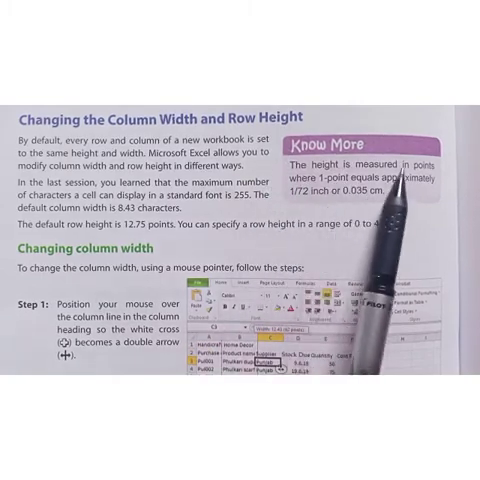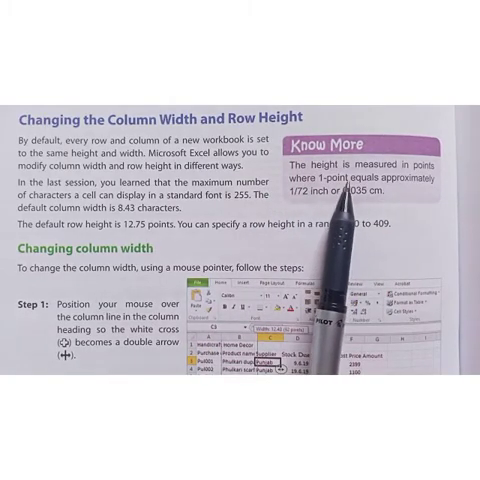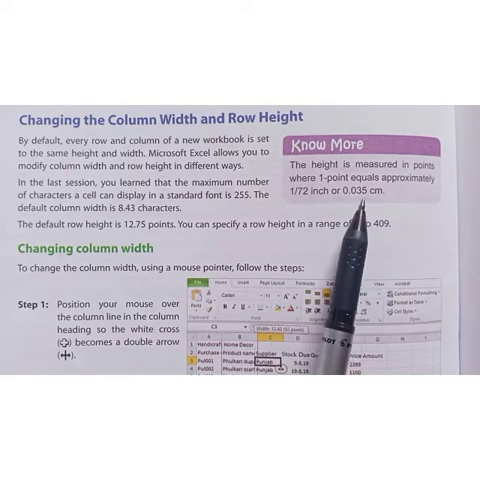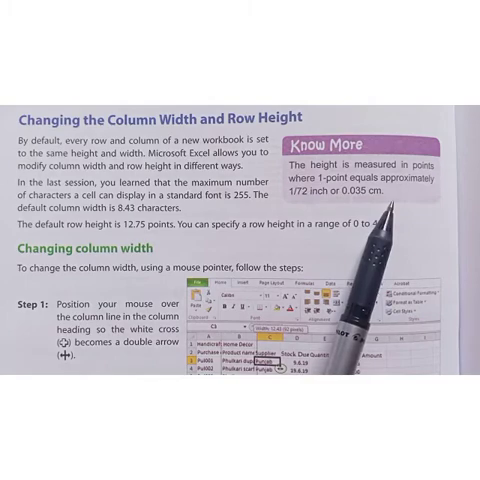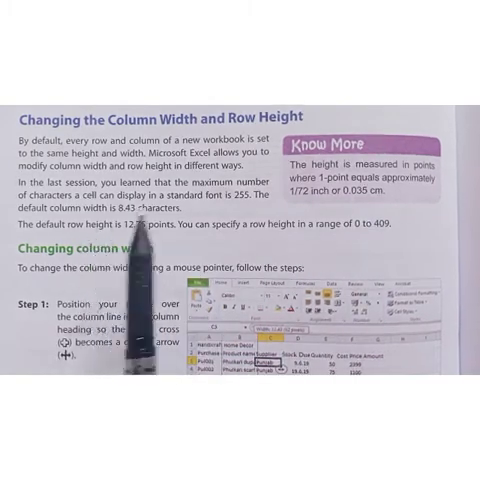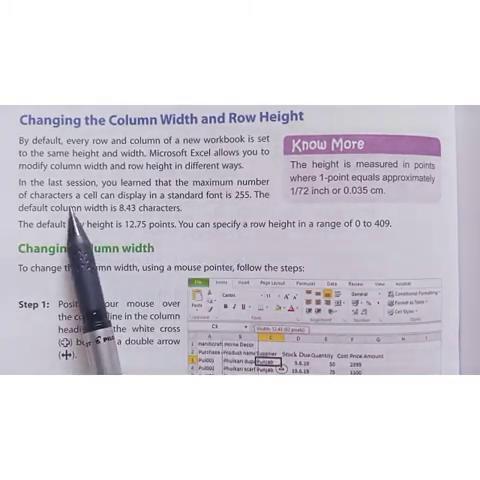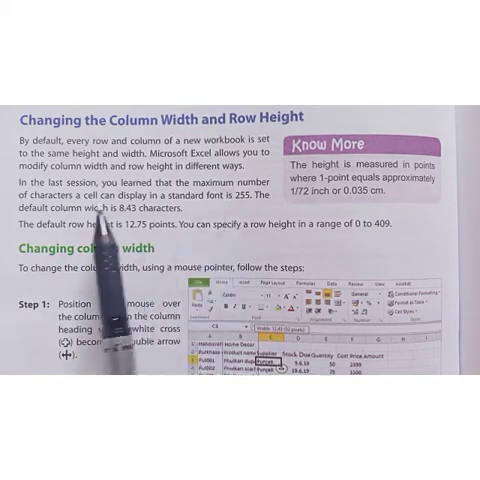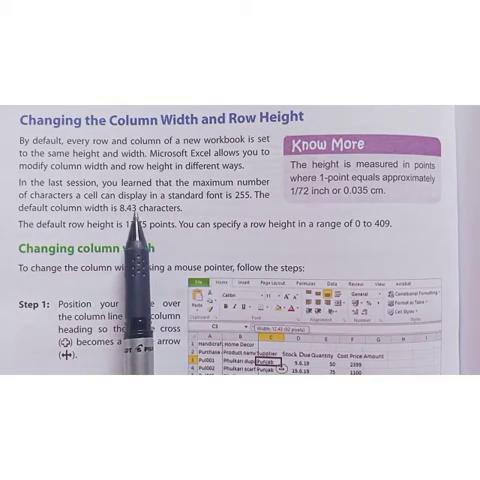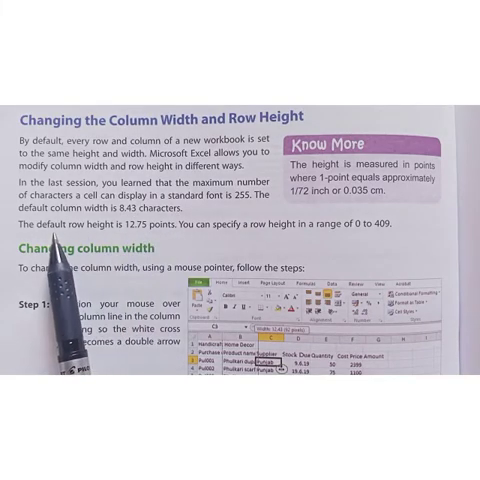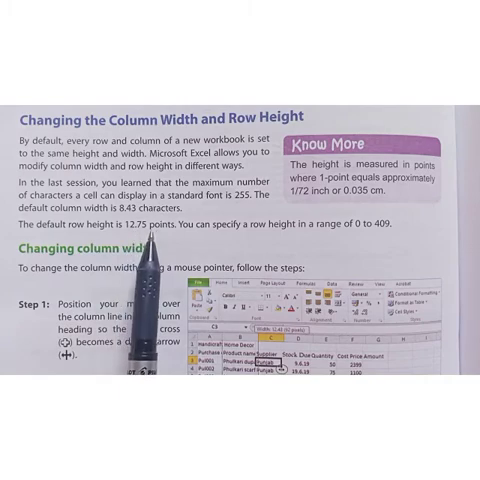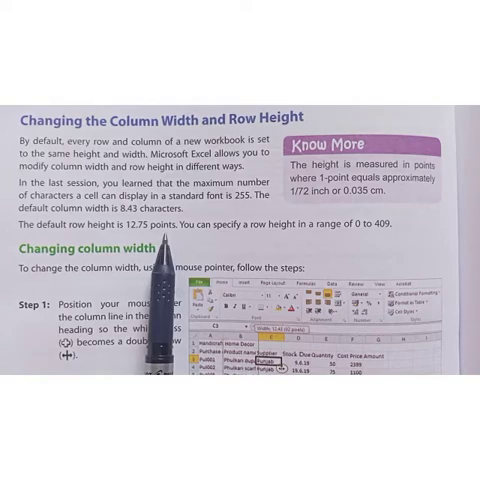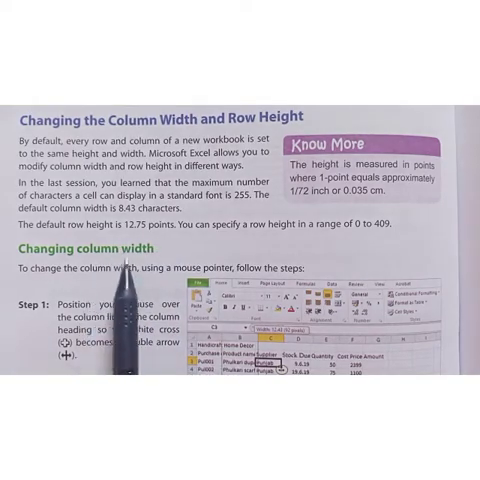The height is measured in points, where 1 point approximately equals 1 by 72 inches or 0.035 centimeters. By default, the maximum number of characters that a cell can display is 255, and the default width of the column is 8.43 characters and the default row height is 12.75 points. And if you wish, you can change it. So let us see how we will change the column width.